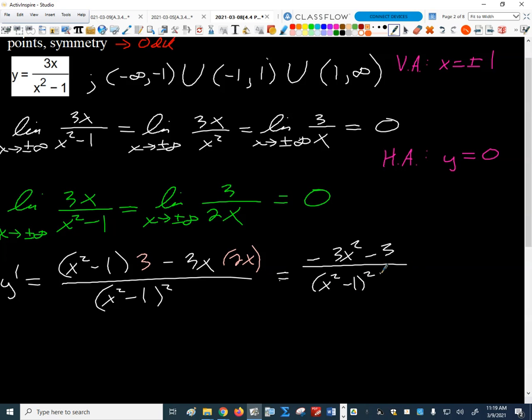Over x squared minus 1 squared. And if I factor out a negative 3 on the top, I get negative 3 times x squared plus 1 divided by x squared minus 1 squared. Is that right? Everybody see any mistakes there? Give me a thumbs up if that looks right to you.